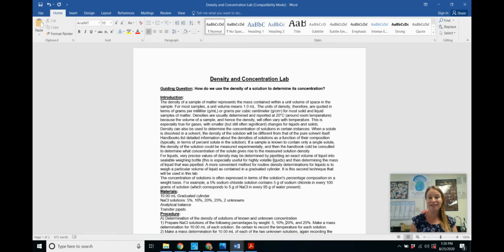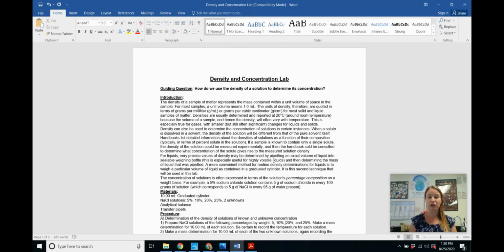of a sample and hence the density will often vary with temperature. This is especially true for gases, with smaller but still often significant changes for liquids and solids. Density can also be used to determine the concentration of solutions in certain instances. When a solute is dissolved in a solvent, the density of the solution will be different from that of the pure solvent itself.